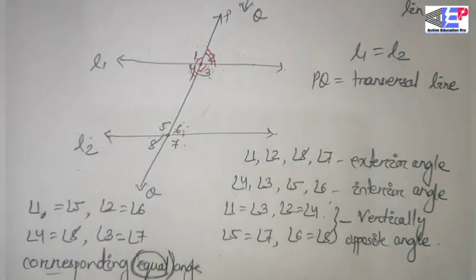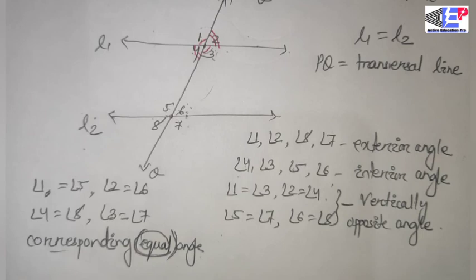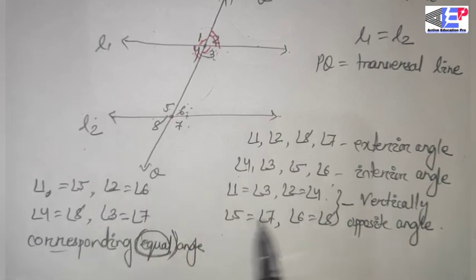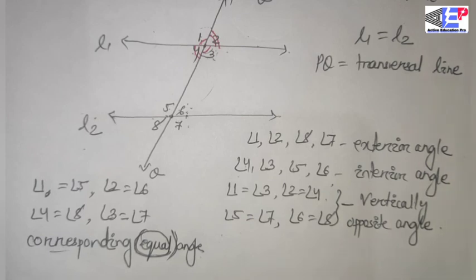So these are the angles, and their property of which angle is equal to which angle in parallel lines and a transversal line. In my next video we will know details about the variety of angles: vertically opposite angles, corresponding angles and others.